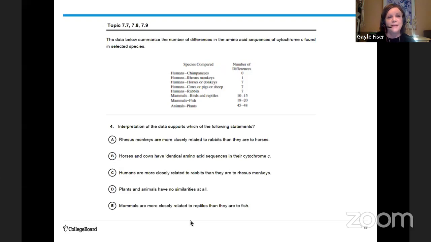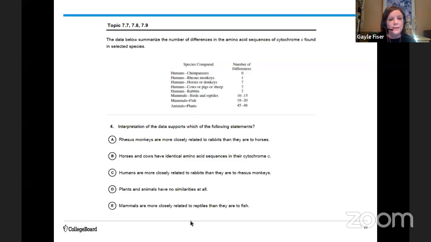The data below summarize the number of differences in amino acid sequences of cytochrome C found in selected species. If we're looking at humans to chimpanzees, there are 0 differences in amino acid sequences in this particular protein. Humans have 1 difference from rhesus monkeys, and between humans and horses and donkeys, there's 7. Humans and cows or pigs or sheep, 7. Humans and rabbits, 7. Birds and reptiles, 10 to 15. Fish, 18 to 20. Plants, 45 to 48.